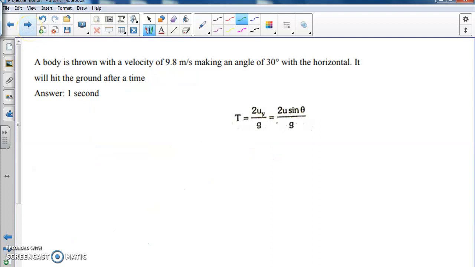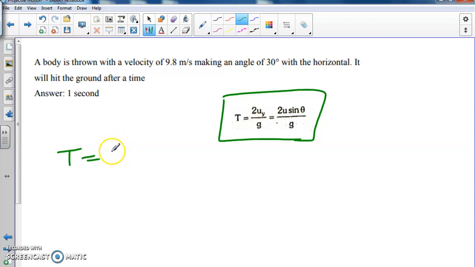Next problem. A body is thrown with a velocity of 9.8 meters per second, making an angle of 30 degrees with the horizontal, it will hit the ground after a time. In this, we find the time of flight, and we have all the values given. T is equal to 2 times u 9.8 upon g is 9.8. Sine theta is sine 30 degrees 1 by 2, so it is coming out to be 1 second.